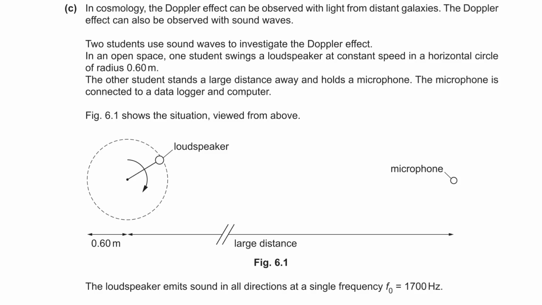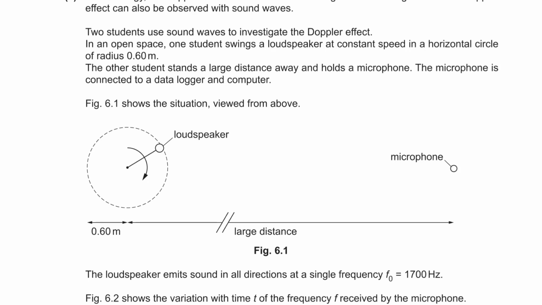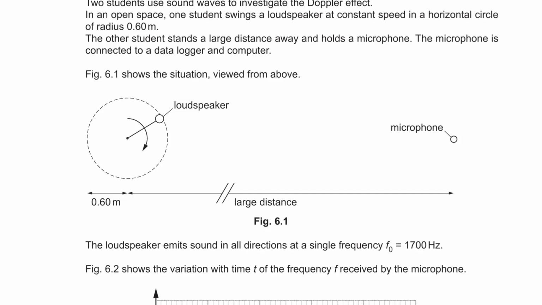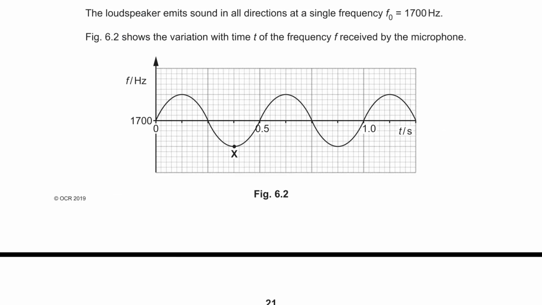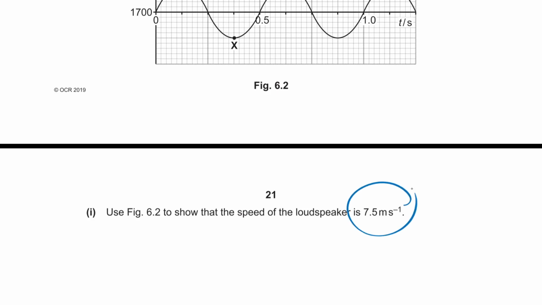Doppler effect, distant galaxies, blah, blah, blah, blah, blah. We have a loudspeaker and microphone. Oh, we're looking at, okay, so we have the radius there, fine. Loudspeaker, so we have the frequency of that. We have the variation. Use figure 6.2 to show the speed of the loudspeaker is about that.